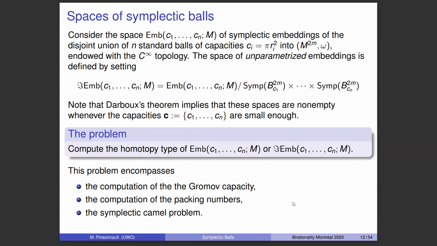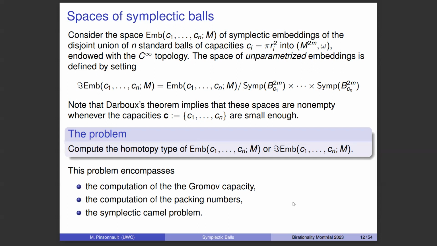The Darboux theorem tells you that whatever capacities you choose, as long as they are small enough, this embedding space will be non-empty, like taking a collection of disjoint Darboux charts around any collection of points. We are used to thinking about balls as nice round shapes, but remember that Symp, or even Ham, acts intransitively on any symplectic manifold.